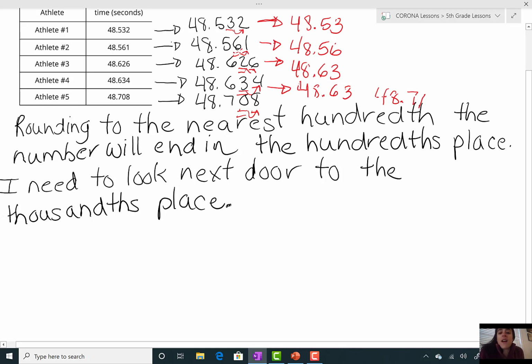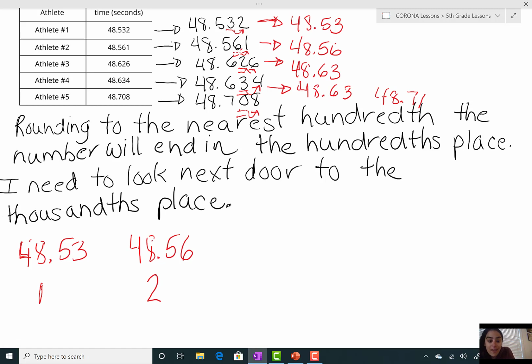So now let's look at this. Can I order these 5 athletes in order from who came in first, second, third, fourth, fifth? I can. Look, athlete 1 won the race with a time of 48 and 53 hundredths of a second. Good job. First place. Athlete 2 came in second place with a time of 48 and 56 hundredths of a second.